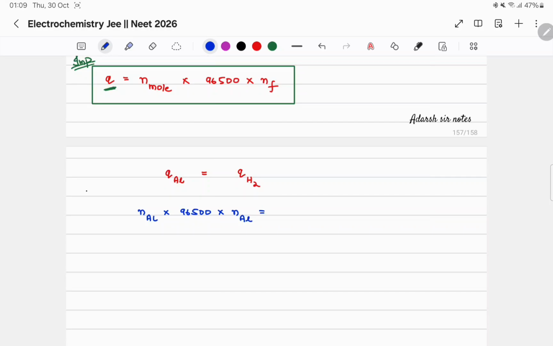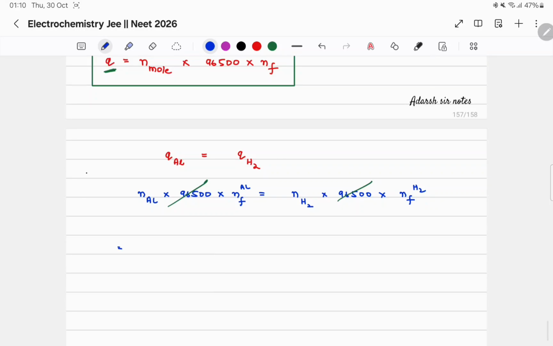So let me write NFAl. Now Q hydrogen: number of moles of hydrogen multiplied by 96500 multiplied by what? Here, sorry, not number of moles. I need to write the N factor. So let's write NF only. You will understand. This NF is for aluminium and this is the N factor for hydrogen. Now check it. This got cancelled with this. Number of moles of aluminium, do we know? Yes, we know.